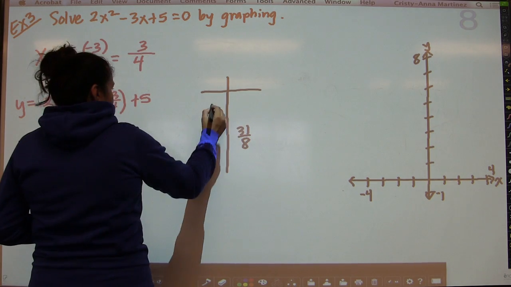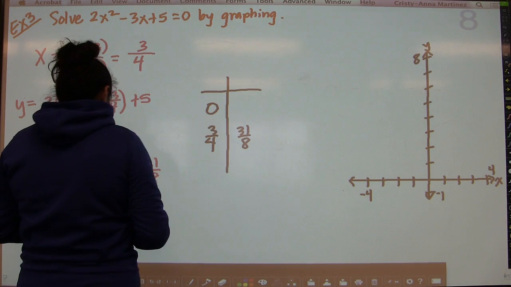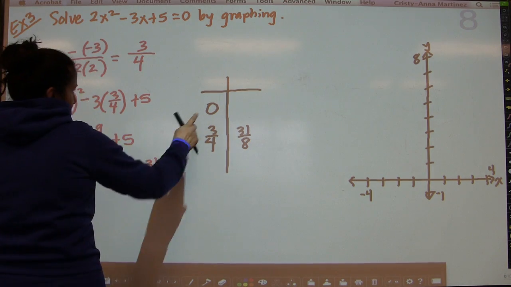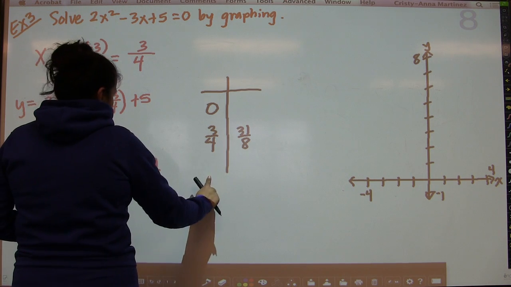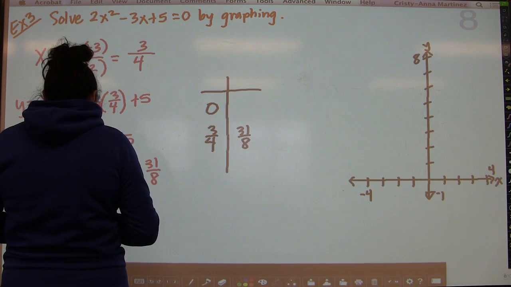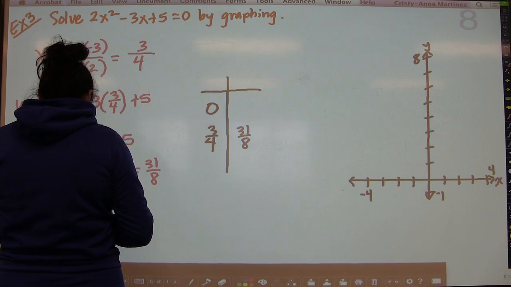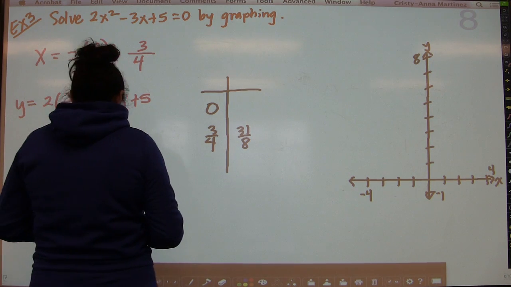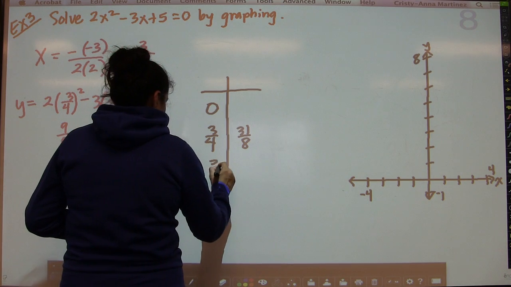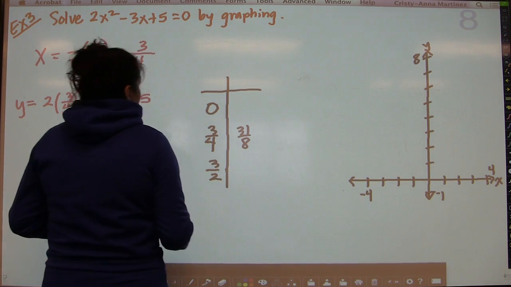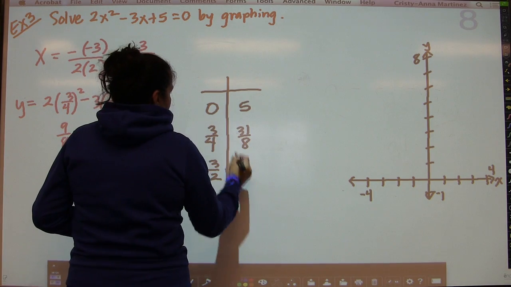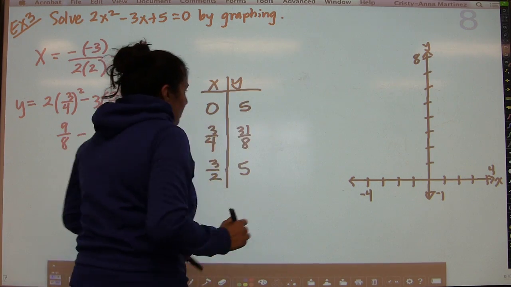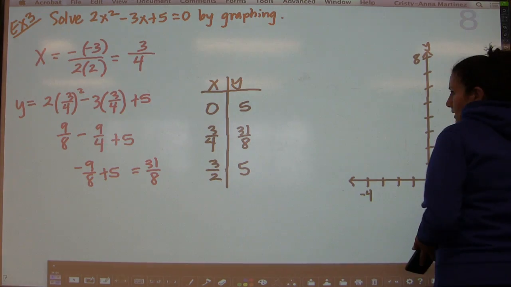And I'm going to go ahead and put 0 here because 0 is an easy number to work with. And since 0 and 3/4 is 3/4 away, if I add another 3/4 to the 3/4 there, we're going to get 3/2, not 1/2. Okay, so when I plug in 0, I'm going to get 5, and so this will be 5. So now we're going to come over here and graph our parabola.